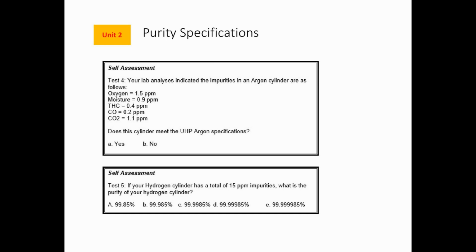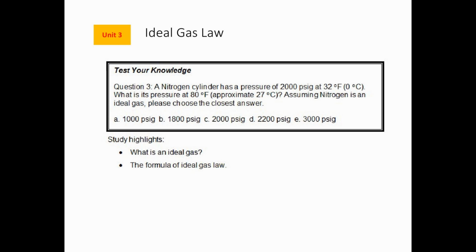So that's pretty straightforward. The unit 3, test your knowledge. Question 3, a nitrogen cylinder has a pressure of 2000 psi at 32 degrees F. What is its pressure at 80 degrees F? Roughly about 27 degrees C. Assuming the nitrogen is an ideal gas, we choose the closest answer. Should it be higher or lower than 2000 psi? At higher temperature, should the pressure be higher or lower? Higher. Okay, good. Thank you.